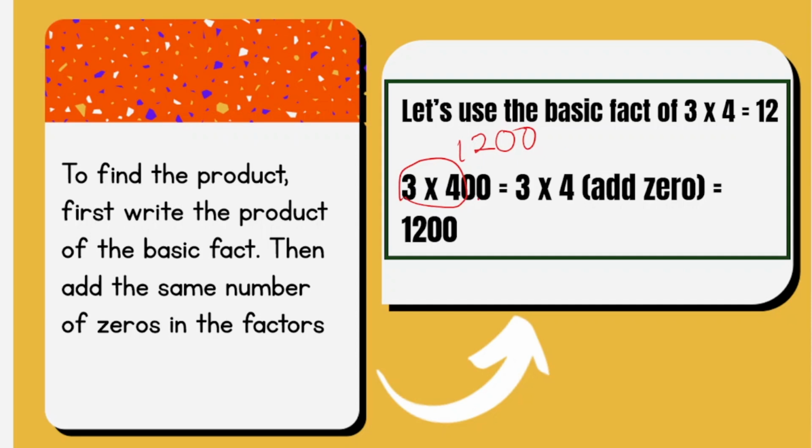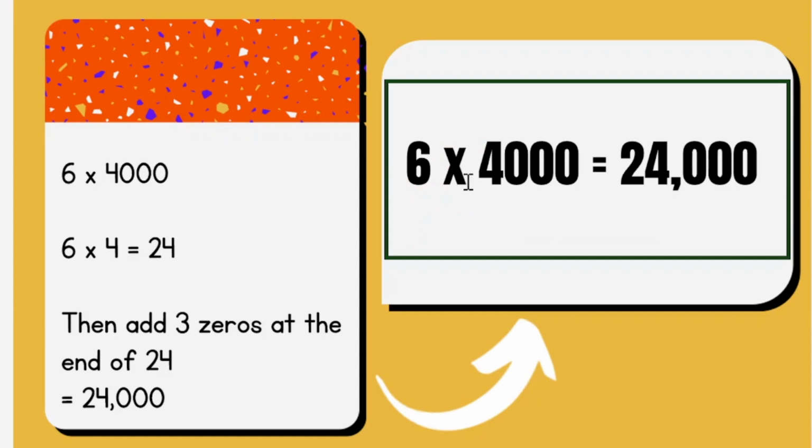The next stage is, let's look at more examples and see what we're going to have. Okay, we have 6 multiplied by 4,000. So that means the first thing is that we're going to multiply the basic facts there, which is 6 times 4, and that gives us what? 24. How many zeros do we have at the end of the factor? 3 zeros. So we're going to add 3 zeros, and that gives us 24,000.